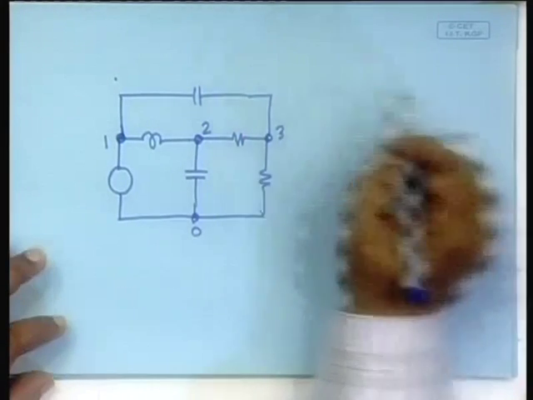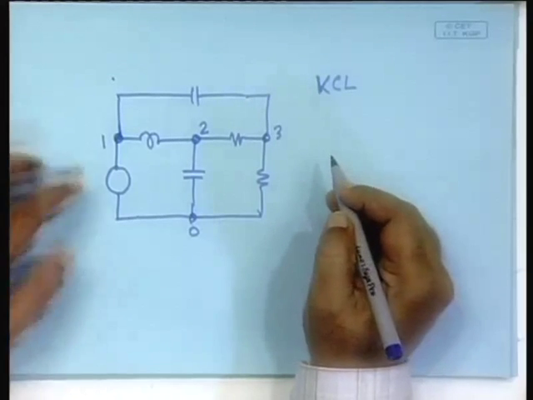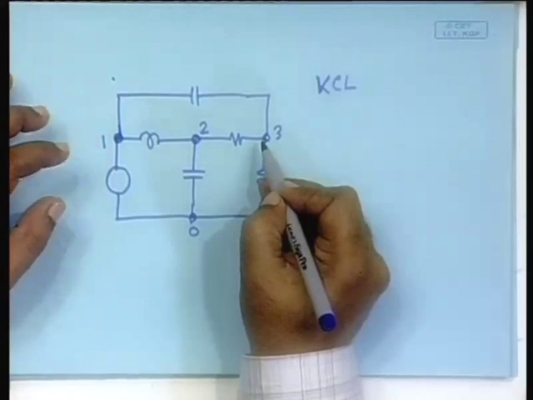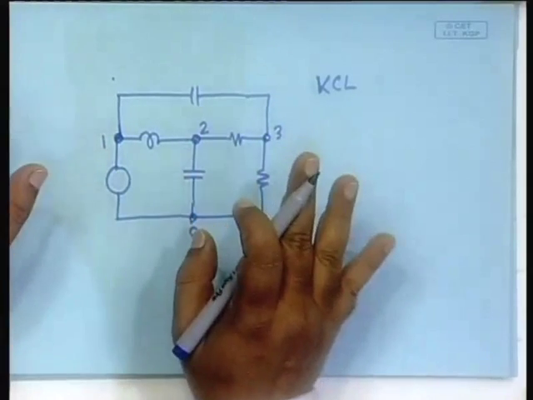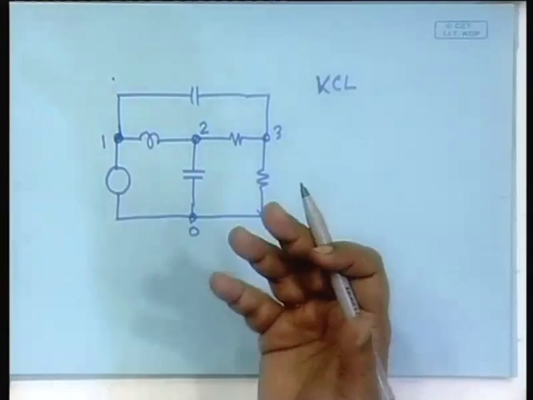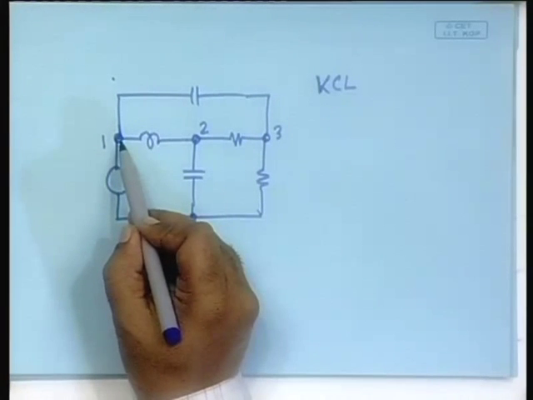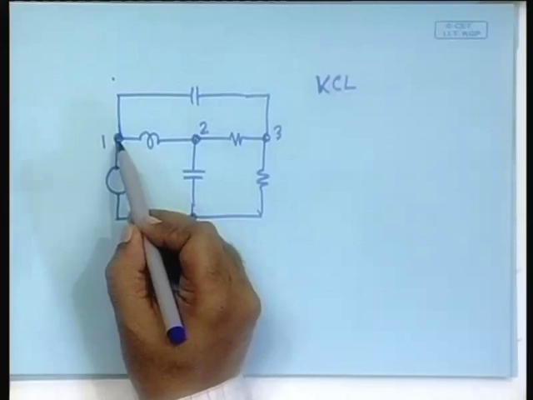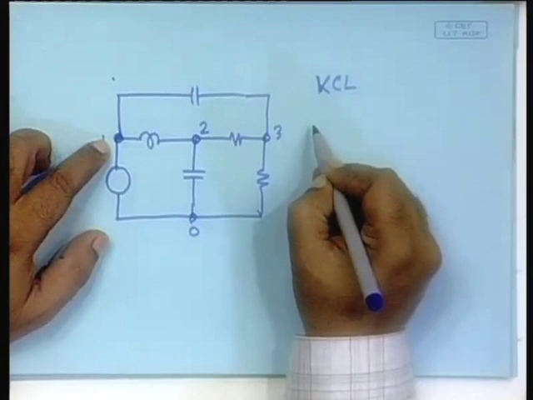So, you can write the KCL equations. I am assuming the currents that are entering a node to be positive. Remember, that is my convention. How I take it is my business. So, I consider that the ones that are entering the node are positive. So, I will write what?